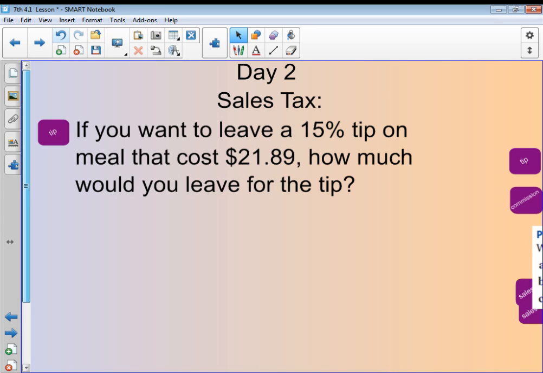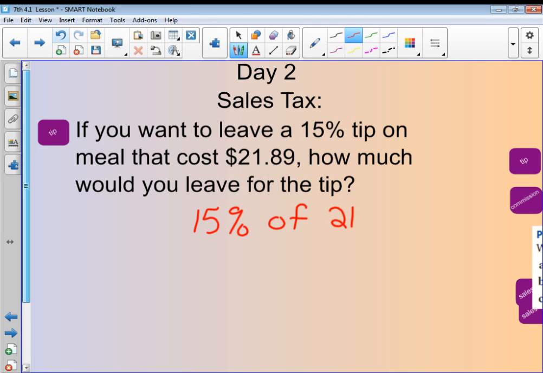Now, I know most of you probably go out to restaurants, and if your parents leave a tip, they might say, I'm going to leave a $5 tip or whatever. But here we're working just to understand a percentage. Some restaurants you go to, they will actually add the tip in, and they call that gratuity. So sometimes they just automatically add it in as a percentage. So here, we ultimately want to find out what 15% of $21.89 is.